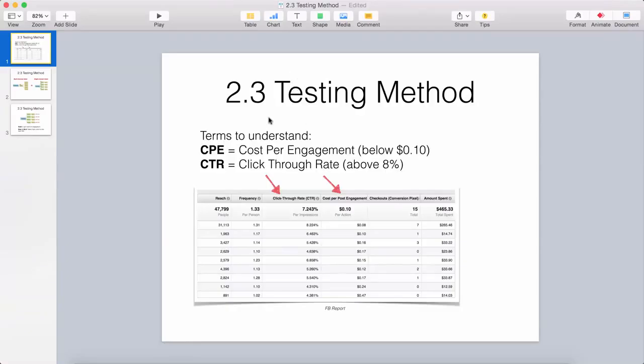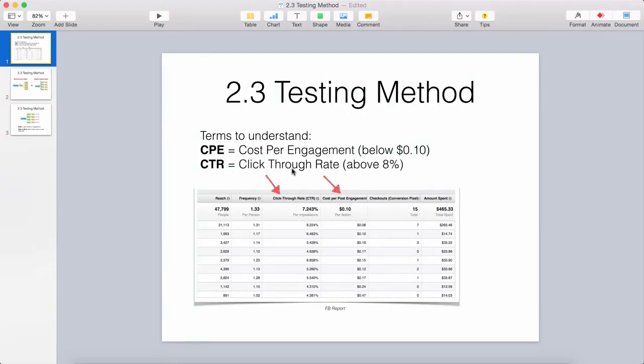Since I'm running PPE for my ads, there are two main metrics that I'm concerned about. The first one is CPE, cost per engagement. Engagement includes when people like your post, comment about it, share it to their friends, view the post image, and so on. And what I expect as a good CPE is below 10 cents.